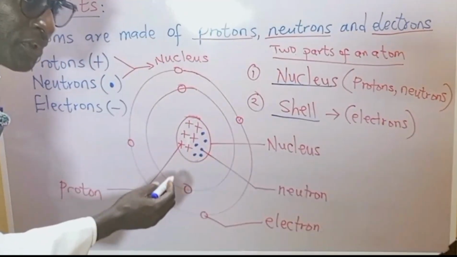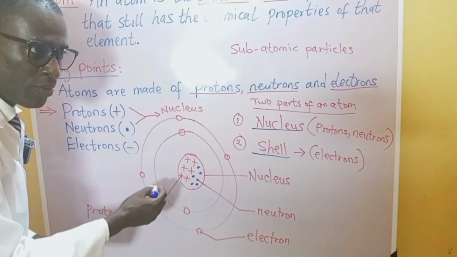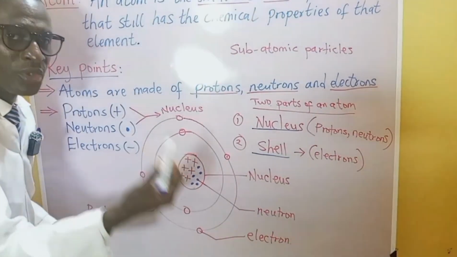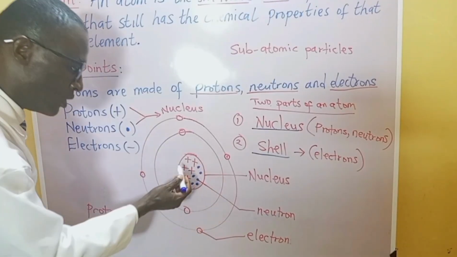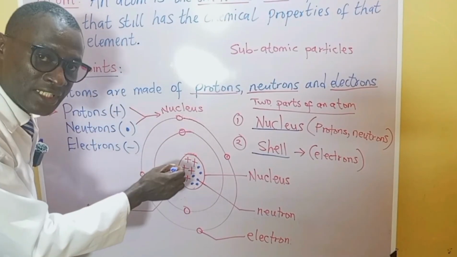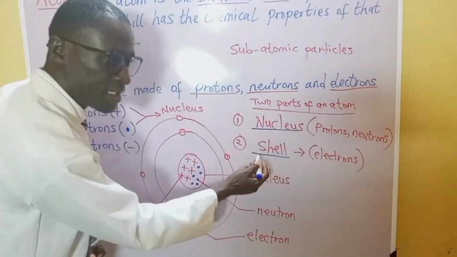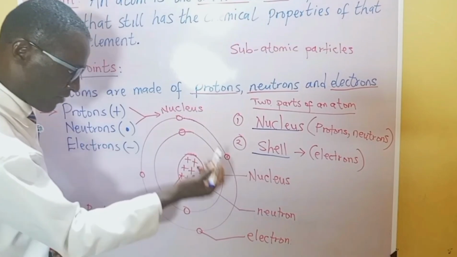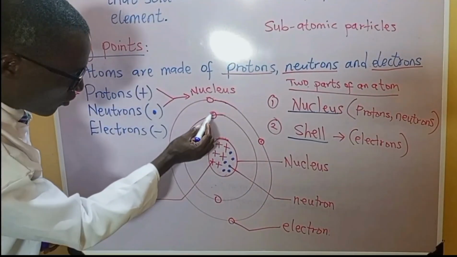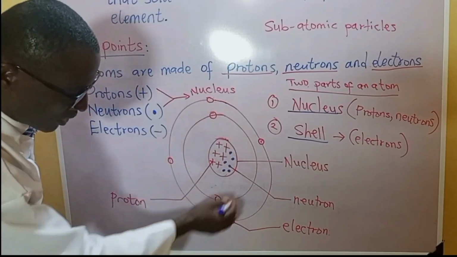Please take note of this, because when we move into atomic number and mass number, this becomes very important. When we move into atomic structure, take note that protons and neutrons are located inside the nucleus of an atom. The electrons are not found inside the nucleus. Rather, the electrons are found orbiting the shell. So this is the nucleus, the central part, and then these are the shells, with electrons revolving around them.